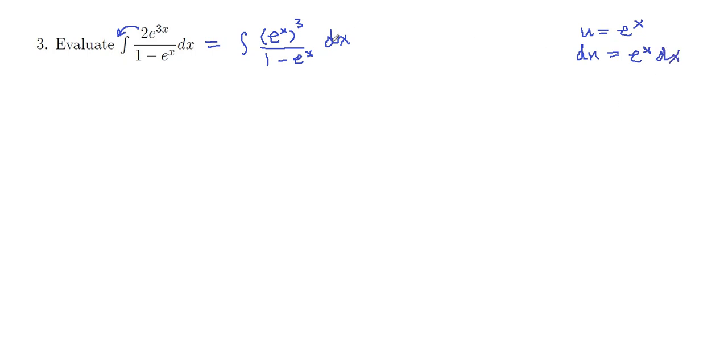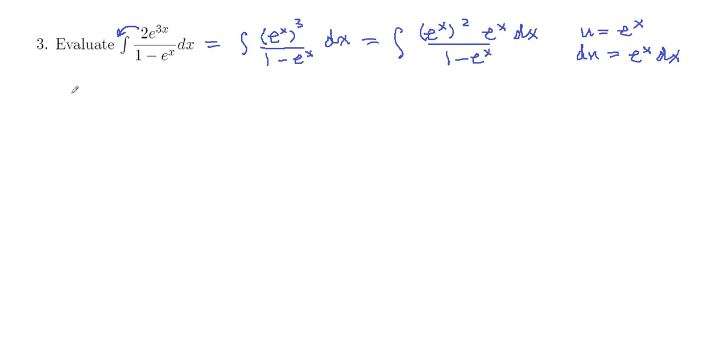And so let's break one of those off. So this will be integral. We will have an e to the x squared times e to the x dx. And then we're dividing by 1 minus e to the x. So this could be like a u squared du. And then this would be 1 minus u.